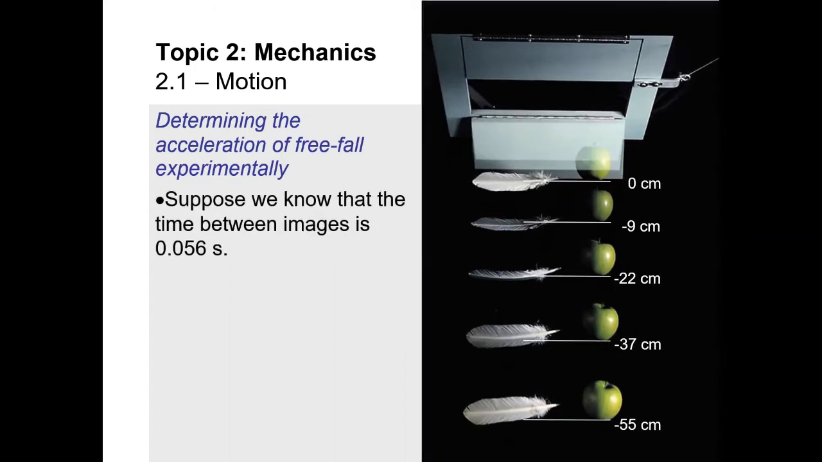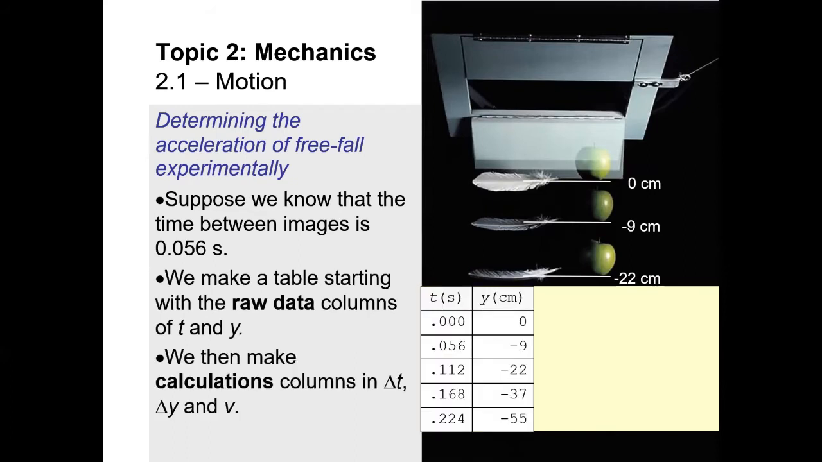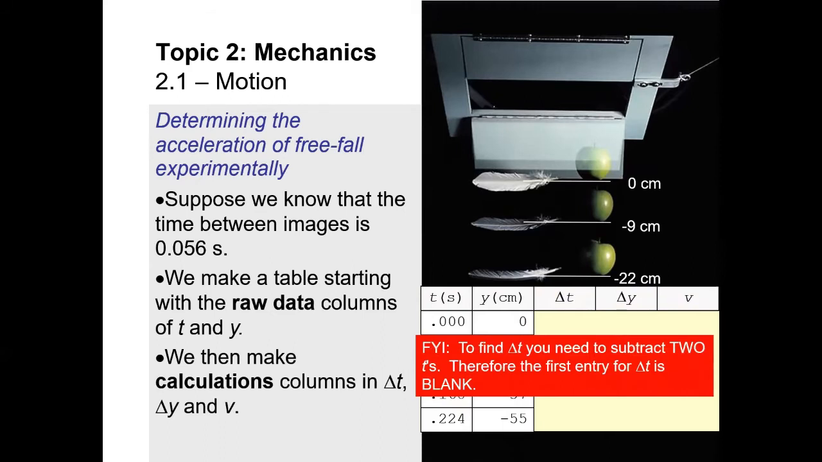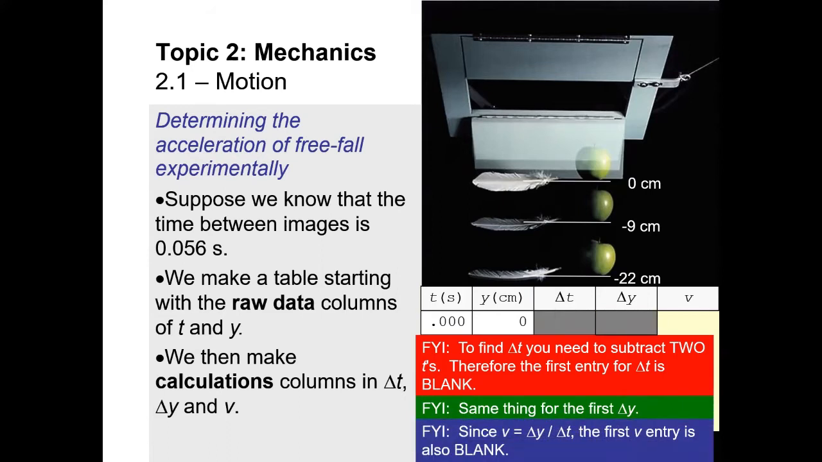Suppose we know that the time between images is constant, 0.056 seconds. We make the table starting with the raw data columns of t and y. We then make calculation columns in delta t, delta y, and velocity. To find delta t, we need to subtract two t's. Therefore, the first entry for delta t is blank. Same thing for the first delta y. Since velocity equals change in displacement over change in time, the first v entry is also blank.